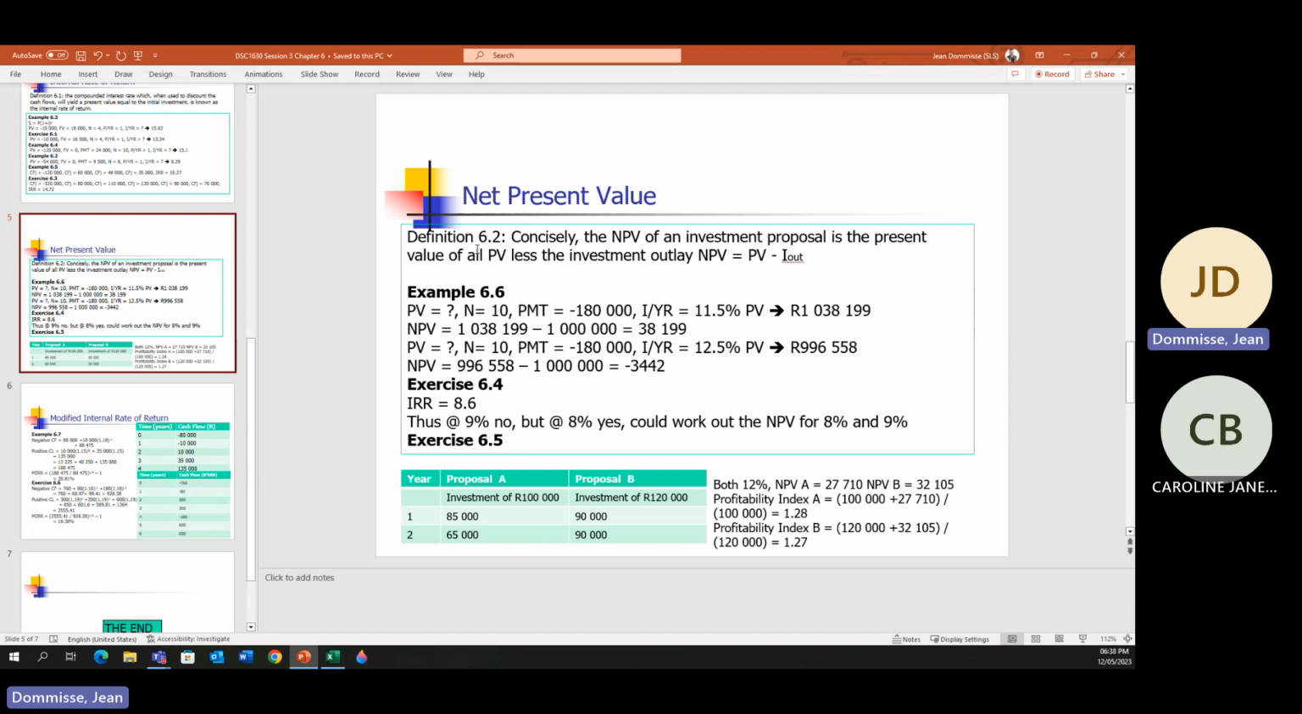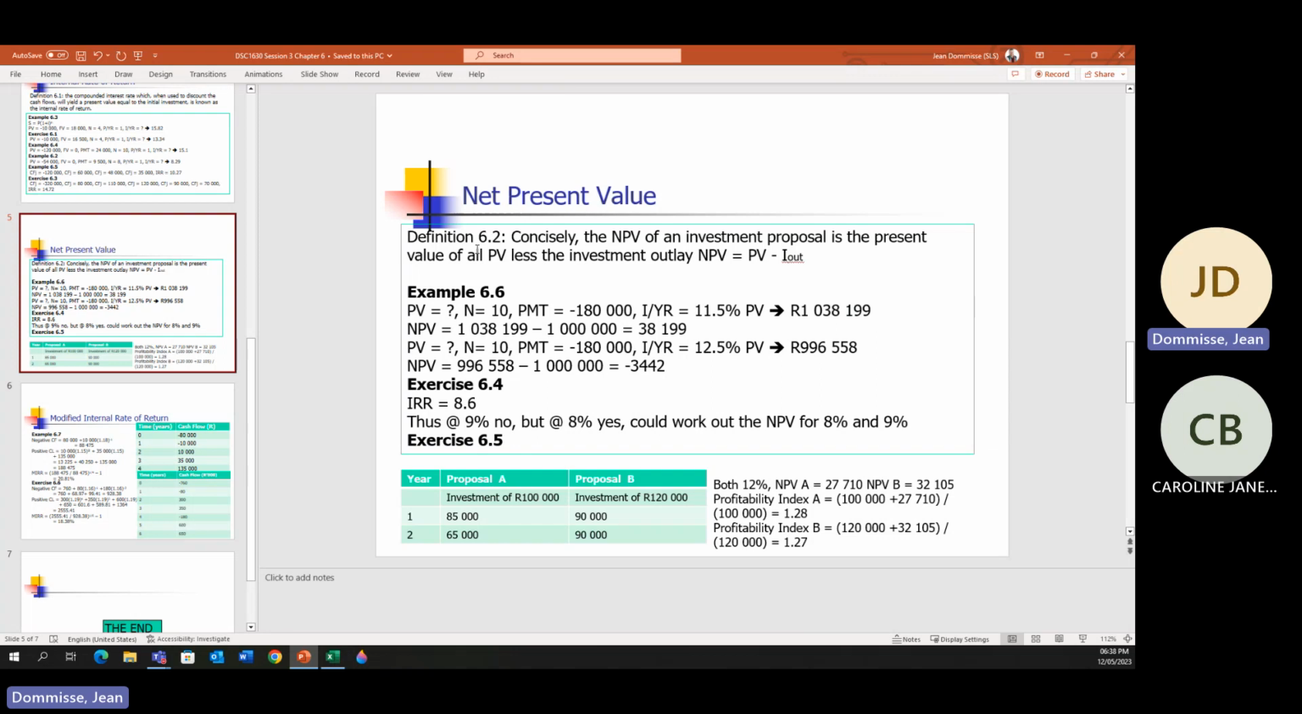Like in example 6.6, they say a shopping complex may be purchased for R1 million. So you know that you can invest R1 million. So now you need to see whether what the profit will be, or what you will get out of it in the end, will be profitable for you or not, and whether you will go forward with the investment.